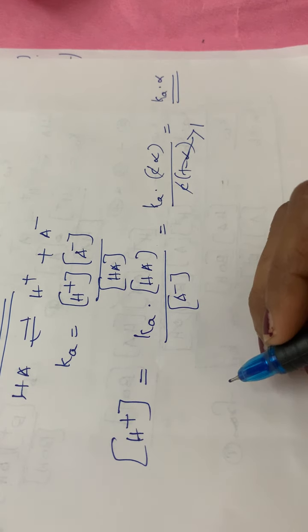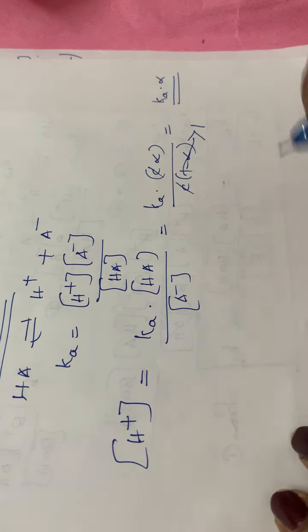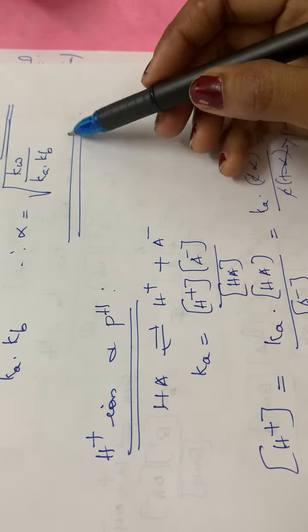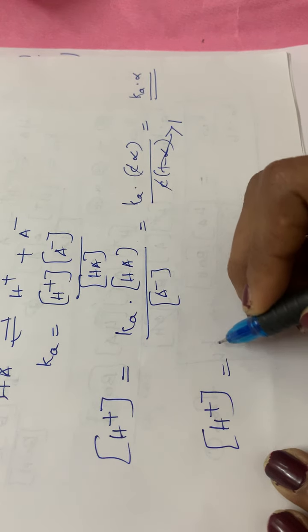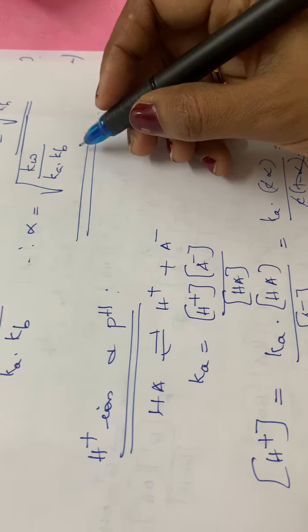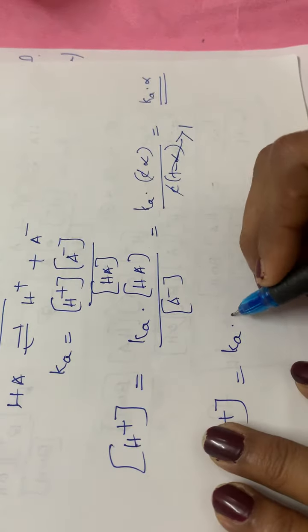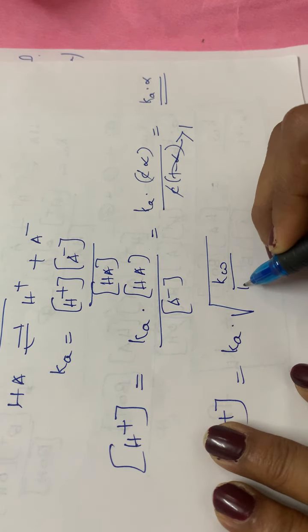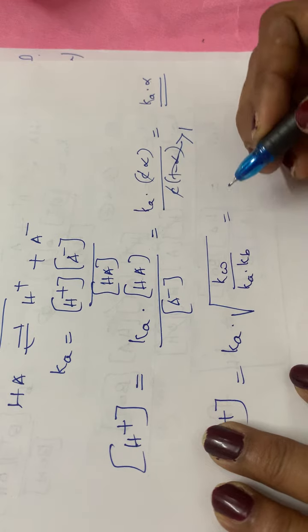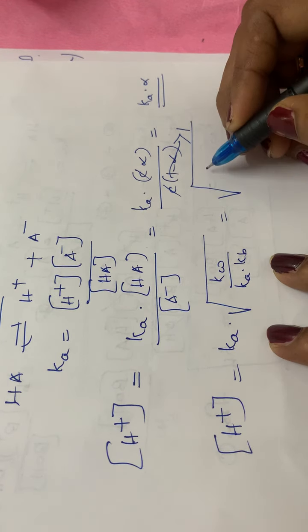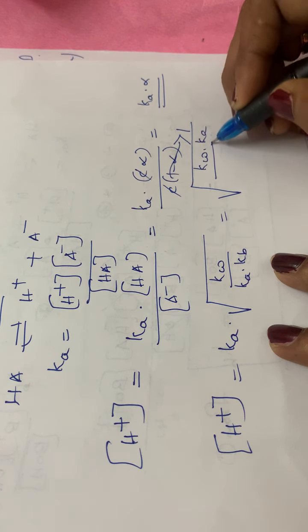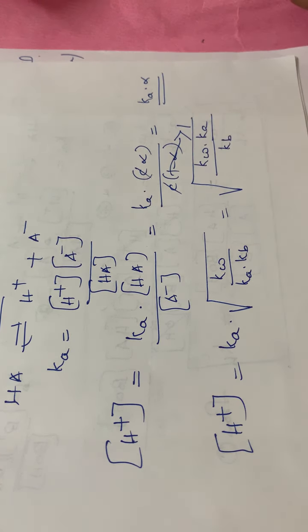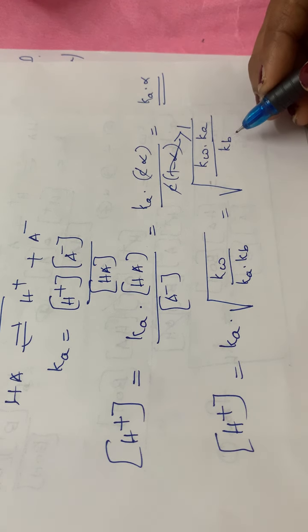Then what is alpha? Alpha is equal to square root of Kw by Ka into Kb. So there you have to substitute. H plus ion concentration is equal to Ka into square root of Kw by Ka into Kb. So one Ka will get cancelled. So it will be equal to square root of Kw into Ka divided by Kb, isn't it?